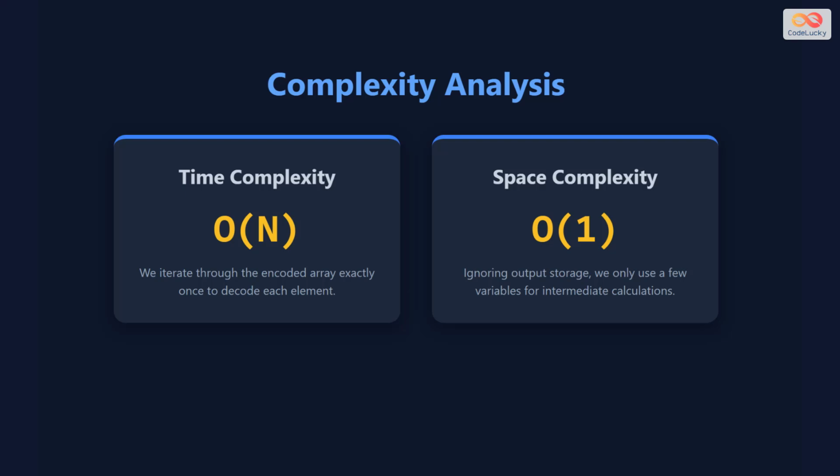This solution is highly efficient. The time complexity is big O of n because we iterate through the input array exactly once. The space complexity is big O of 1, assuming we don't count the space needed for the output result, as we only use a constant amount of extra memory.